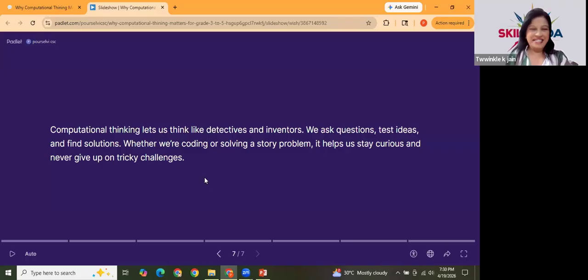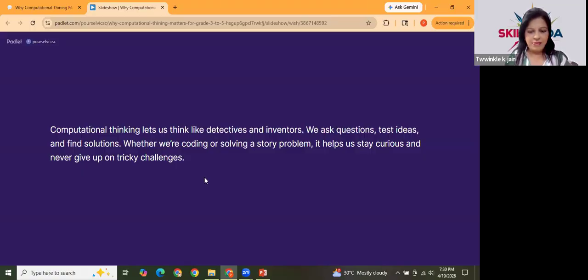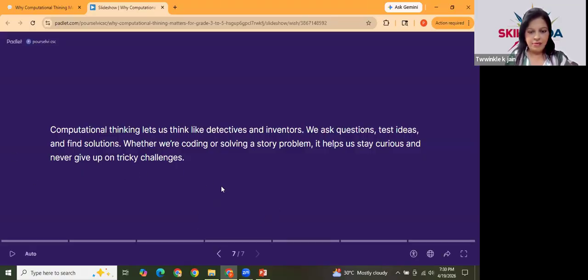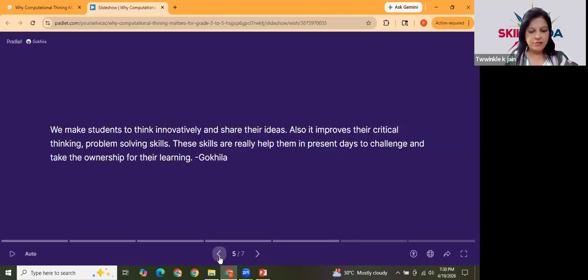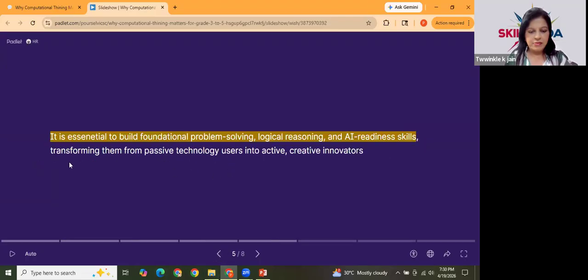I'm very transparent. Openly, I'm just giving because I wanted to test everyone's answer. So I should know. This was also the answer given in Gemini, I think, not in ChatGPT. Yes, we got 7 responses so far. It makes the students think innovatively and share their ideas. So you are agreeing with the introduction of CT and AR. It is essential to build foundational problem solving, logical thinking, reasoning.